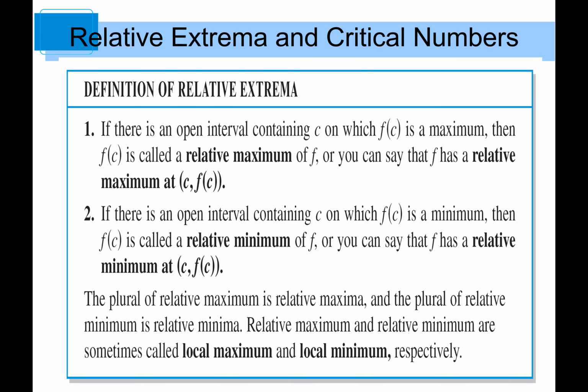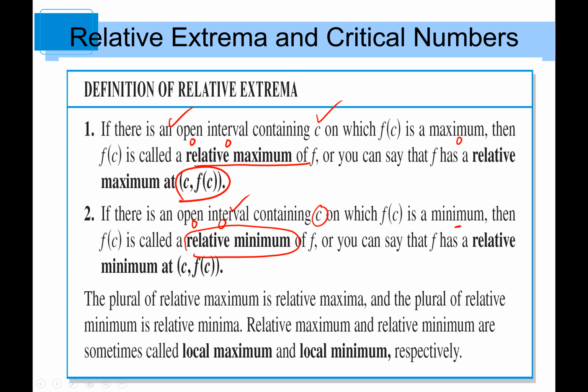So let's take a look at the definition of relative extrema. If there's an open interval containing c on which f(c) is a maximum, f(c) is called a relative maximum of f. You can say that f has a relative maximum at (c, f(c)). And remember, this is the open interval case. Second, if there's an open interval containing c on which f(c) is a minimum, then f(c) is called a relative minimum of f. You can say that f has a relative minimum at (c, f(c)).